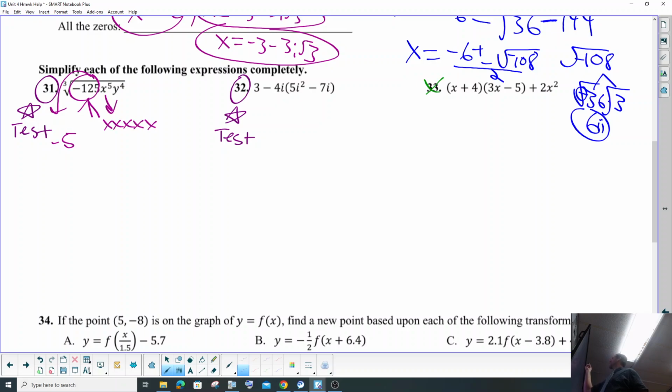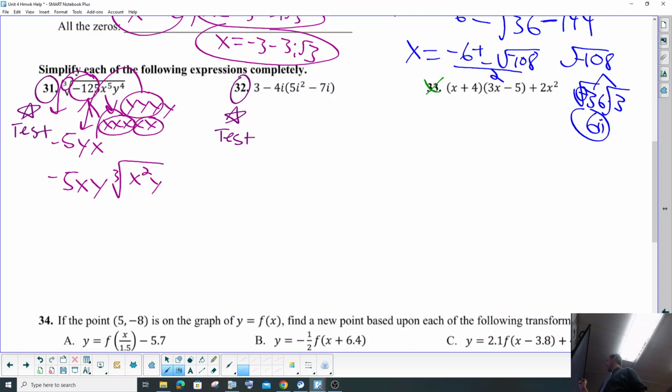We have 5 x's and we have 4 y's. Remember, it's a cube root. So 3 of them, 1 comes out. 3 of them, 1 comes out. So we get negative 5xy. We still have the cube root of something, and that's the 2 x's and the y. We got it. So that was number 31.